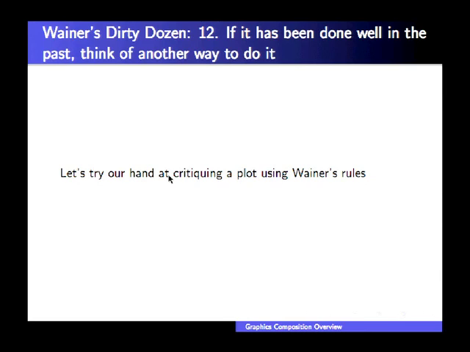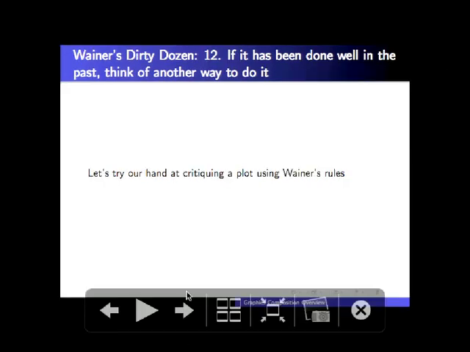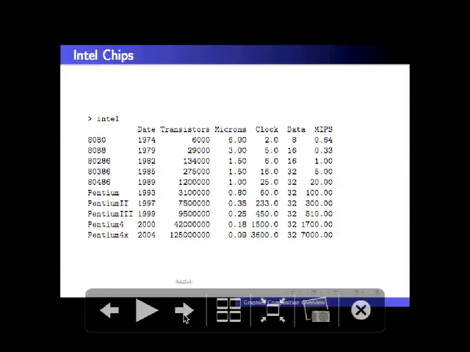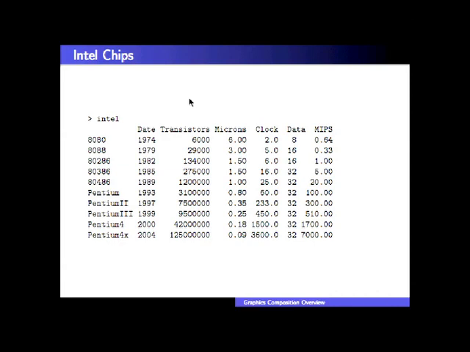So given the time, I'm going to go through one more example. I'm not going to be able to get to the really famous plot until Monday. But for right now, we're going to look at the plot I showed you at the end of class on Wednesday, and really quickly talk about how we can fix it up.